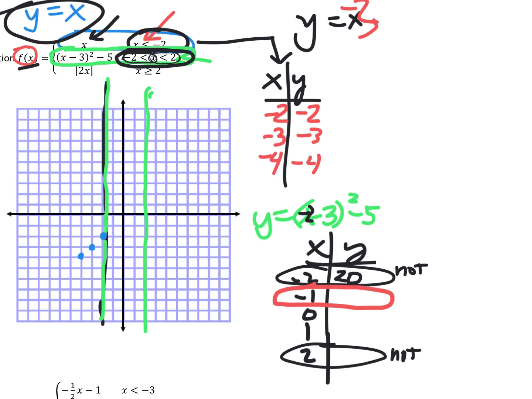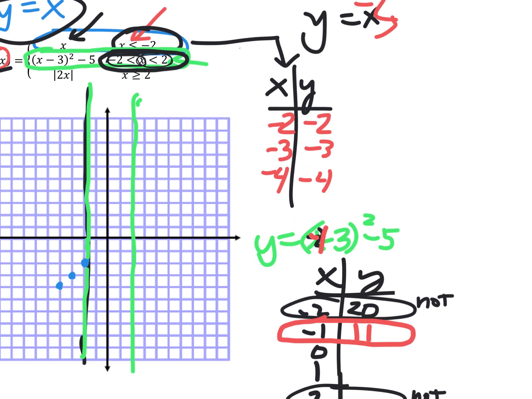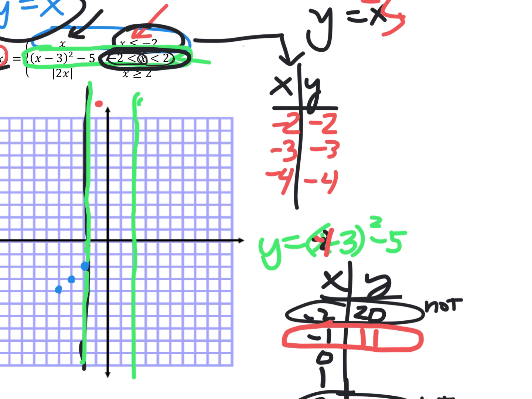I'm going to stick in -1. -1 in here makes -4. Negative 4 squared is 16. 16 minus 5, 11. Now, at least I can get close to graphing that one. It's like right there. How about if I stick in 0? 0 minus 3 is negative 3. 3 squared is 9. 9 minus 5 is 4. 0 comma 4.